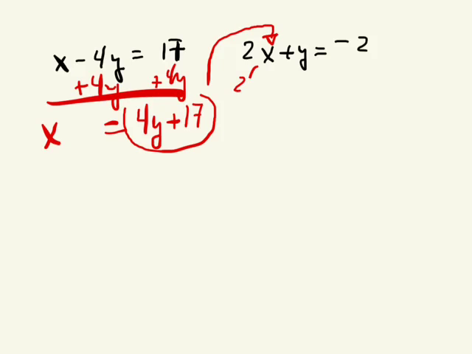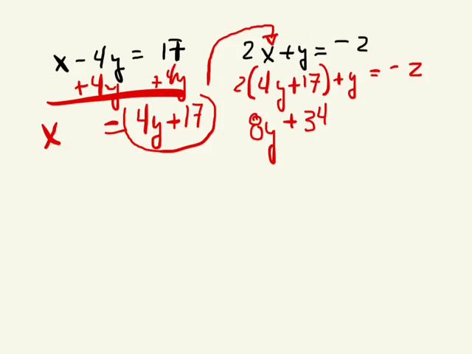So I got 2 times 4y plus 17. Plus I also have a y. Should equal negative 2. So I'm going to multiply this. Remember, this is distributive right here. So 2 times 4y is 8y. 2 times 17 is plus 34. Plus I have a y equals negative 2.